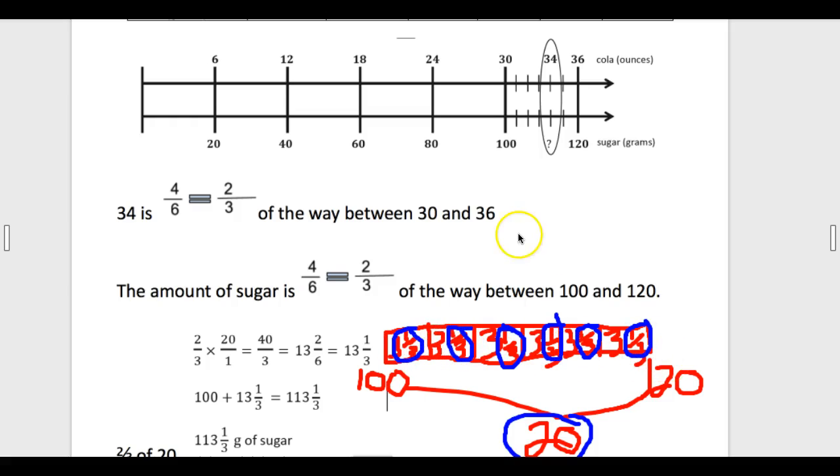However, we went 1, 2, 3, 4 pieces. So if we did 1, 2, 3, 4 pieces right here, right here to there, it would be 3, 6, 9. Here's my 12. And then the 1/3. There's 13 and 1/3 left. That's where that answer came from.